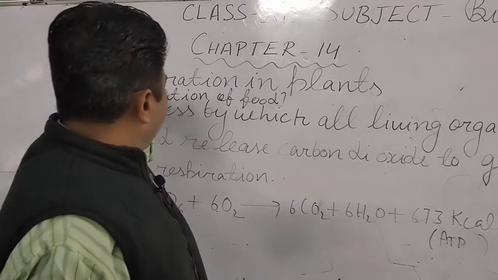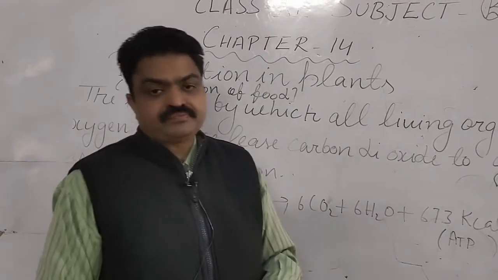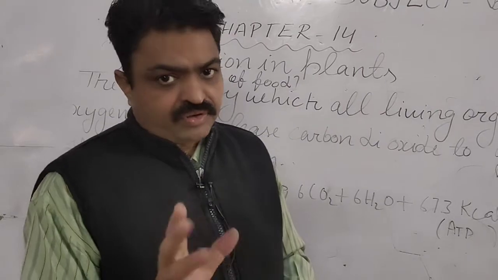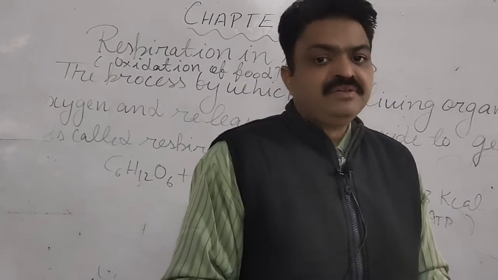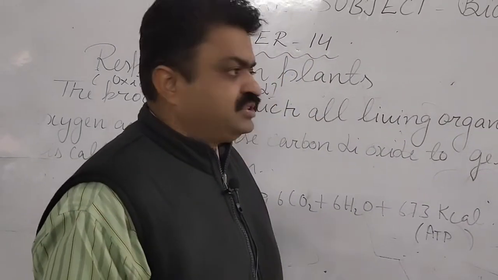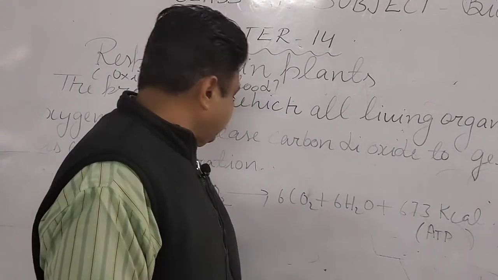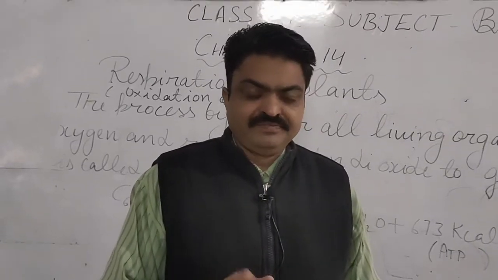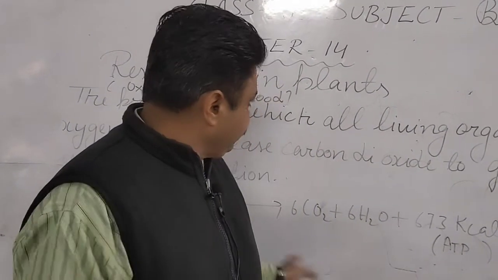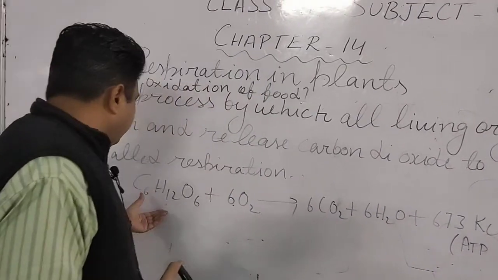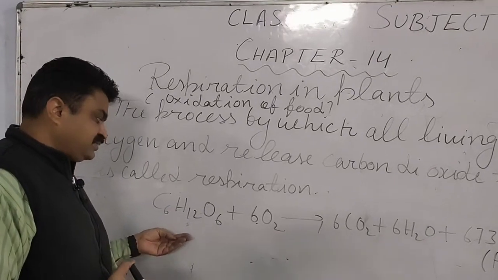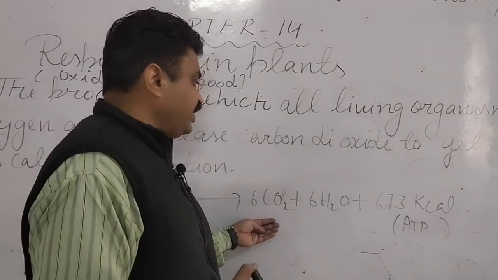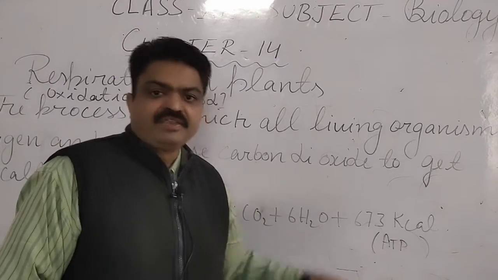Now we come to respiration in plants, student. What is respiration in plants? Plants make their food with the help of photosynthesis, but that food is utilized with the help of oxygen, and that process takes place in day and night, meaning it does not require sunlight. In respiration, glucose, the end product of photosynthesis, is oxidized with the help of oxygen, and in this process carbon dioxide, water and energy are released.